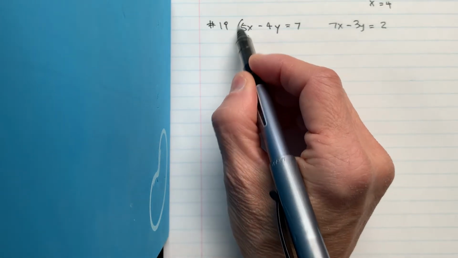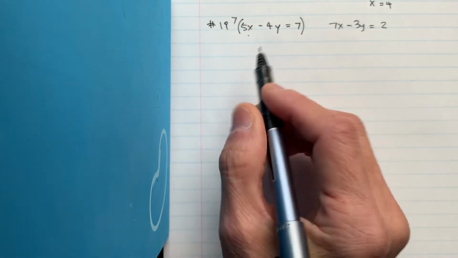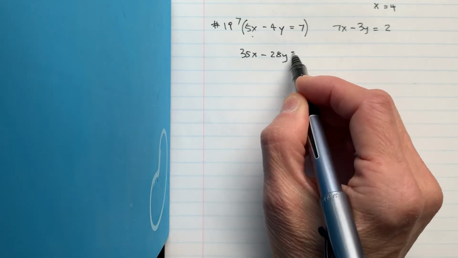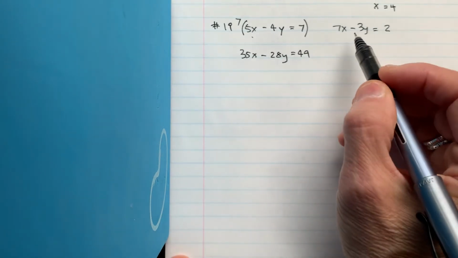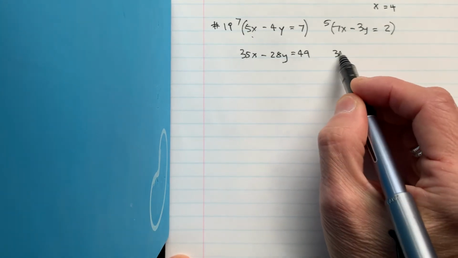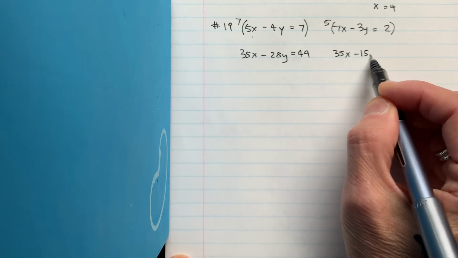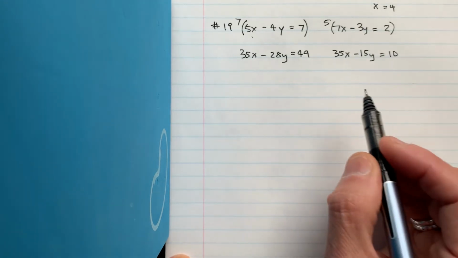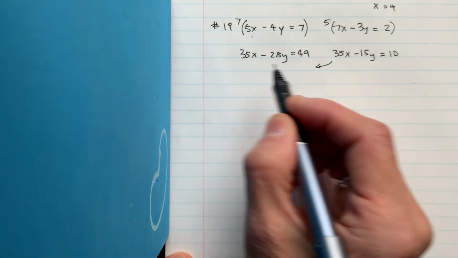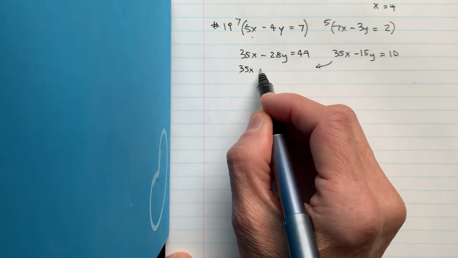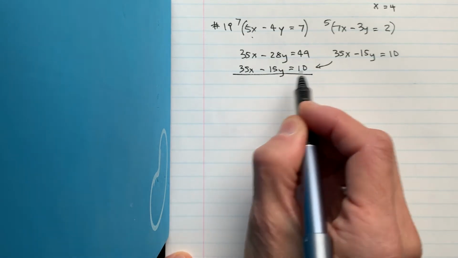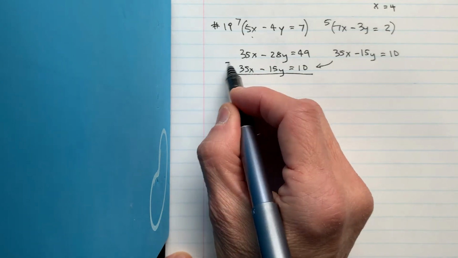All right, so I'm going to multiply this whole thing by 7. That gives you 35x minus 28y equals 49. Then we're going to multiply this whole thing by 5, because that's going to give me 35x minus 15y equals 10. Now we have 35 in both, so we're going to stack it, put this here. 35x minus 15y equals 10. And now we're going to subtract.